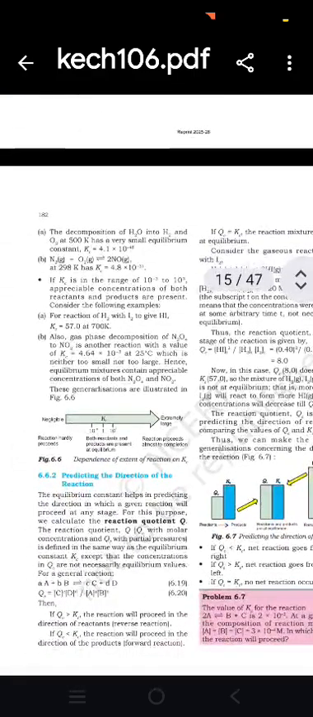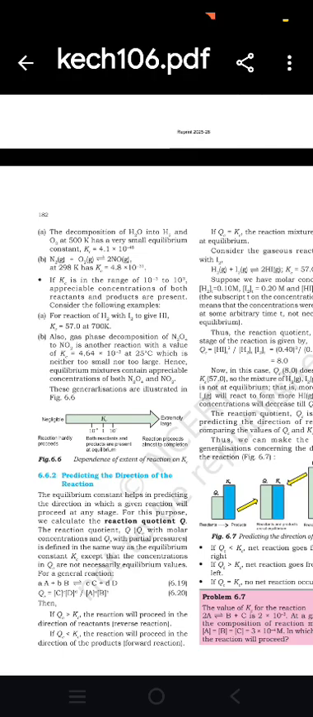Decomposition of water into hydrogen and oxygen at 500 Kelvin has a very small equilibrium constant. N2 plus O2 gives 2 NO molecules at 298 Kelvin. For the reaction of hydrogen and iodine to give HI, Kc is equal to 57.0 at 700 Kelvin.